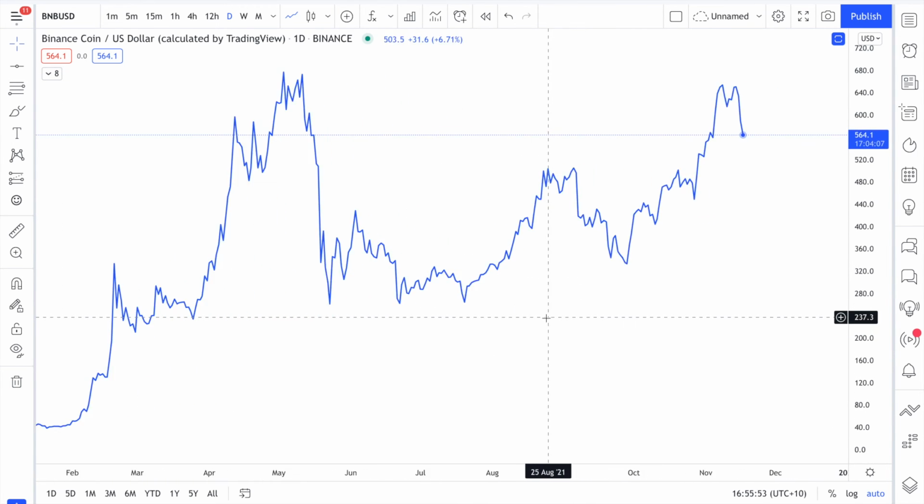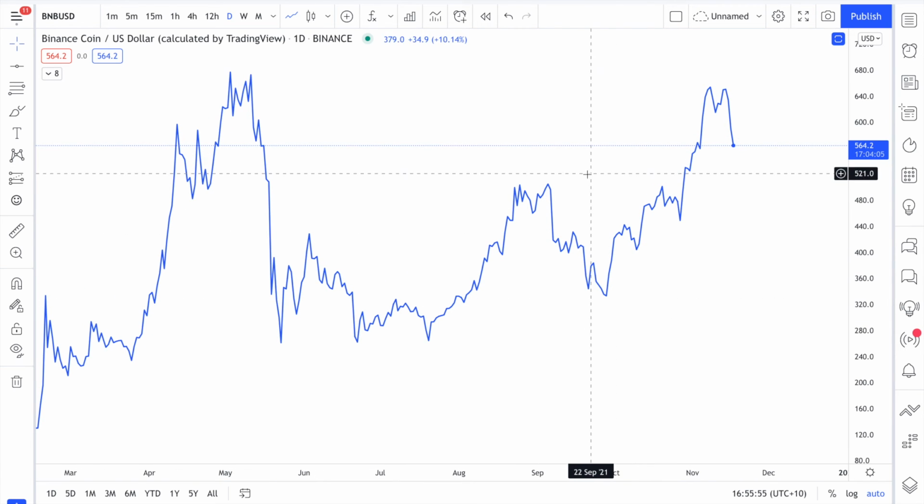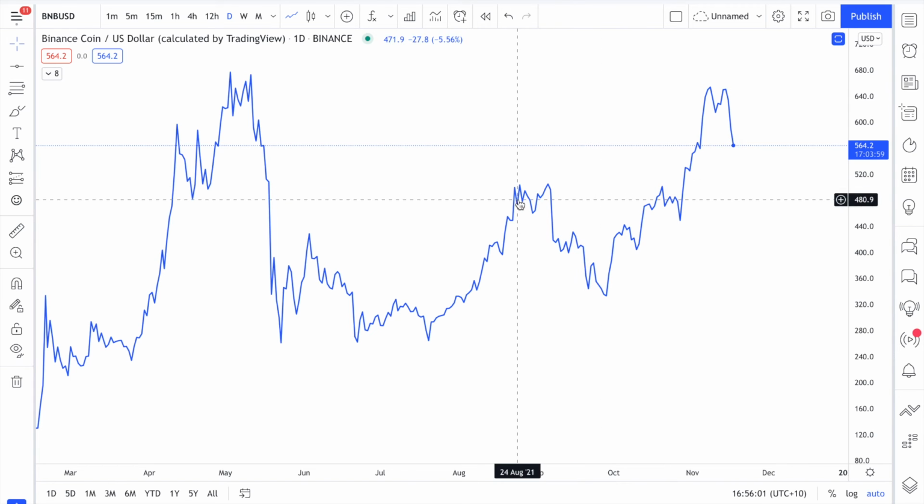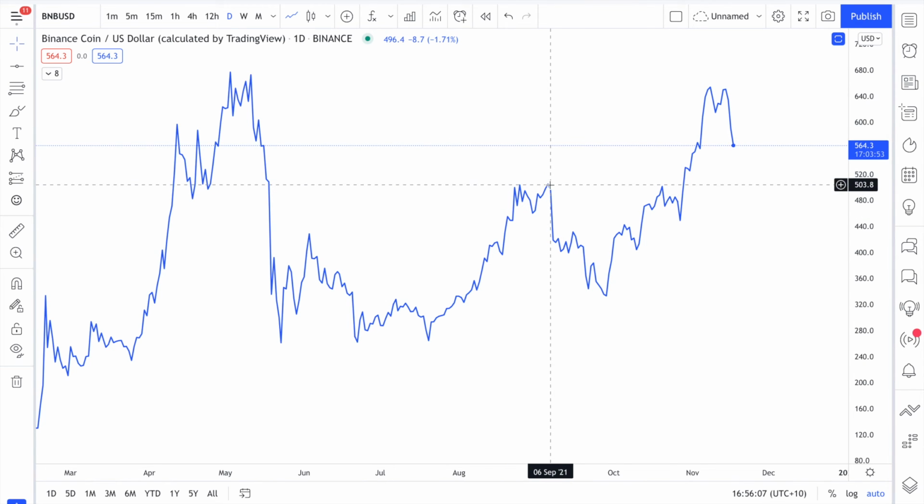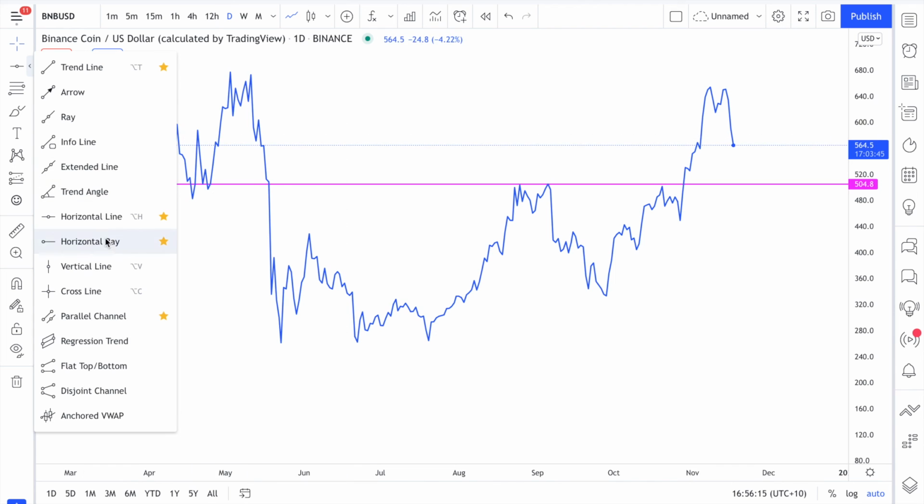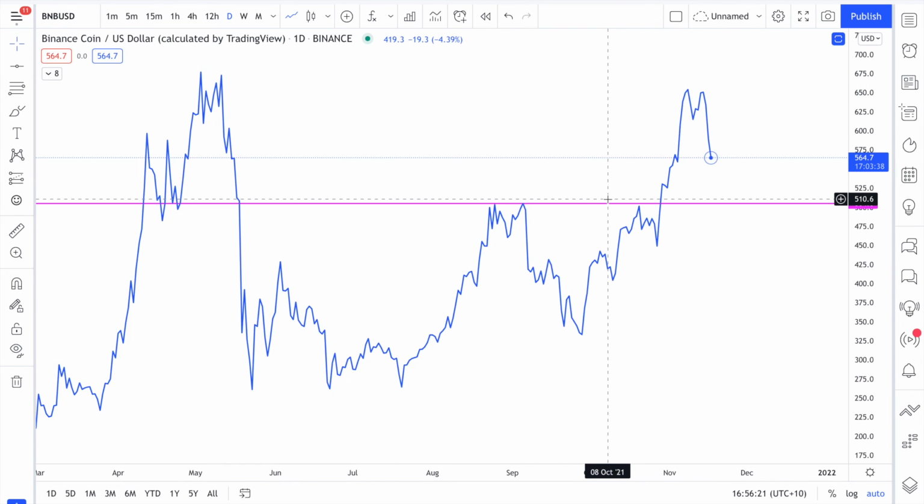So straight away when you come onto the BNB chart, you're just looking for those key levels where price has bumped into multiple times and held. You can see here price came up, stopped there, came back down, then went back up again, touched the same level, held again and sent price back down. So that right there is going to be a good level of support. I've just put it in there, but go into your toolbar, second from the top, horizontal line is what you want to mark it with.